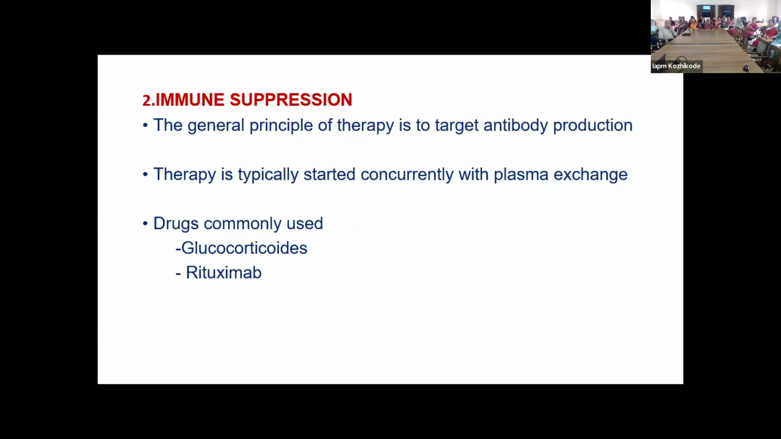Next is immunosuppression. The general principle of therapy is to target antibody production. Therapy is typically started concurrently with plasma exchange. The drugs commonly used are glucocorticoids and rituximab.